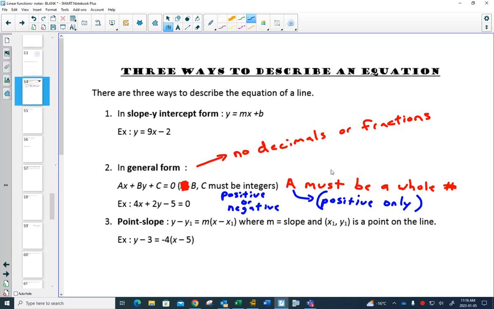Three ways to describe an equation. Up till now, we've mainly talked about the slope-intercept form, the y equals mx plus b. In the y equals mx plus b, the m is the slope or the steepness of the line, and the b is the y-intercept. Okay?